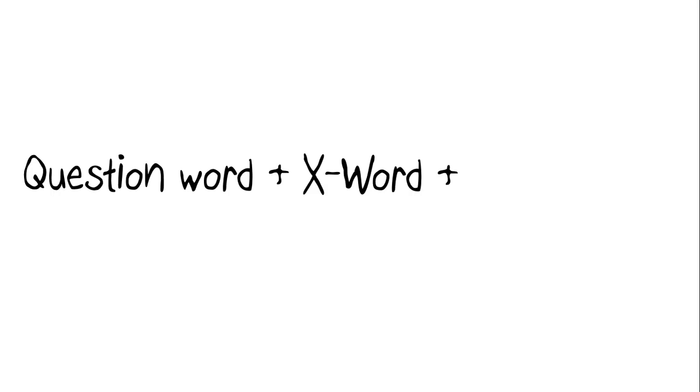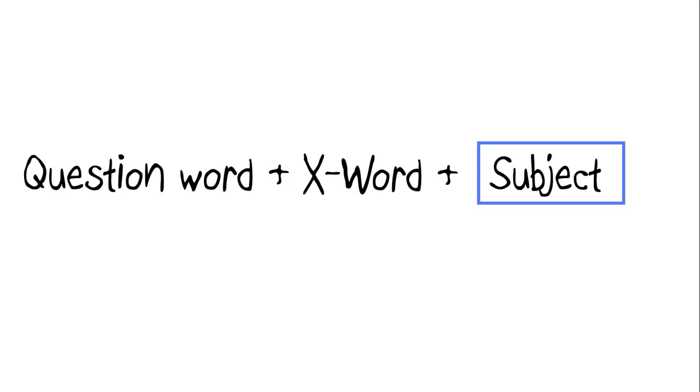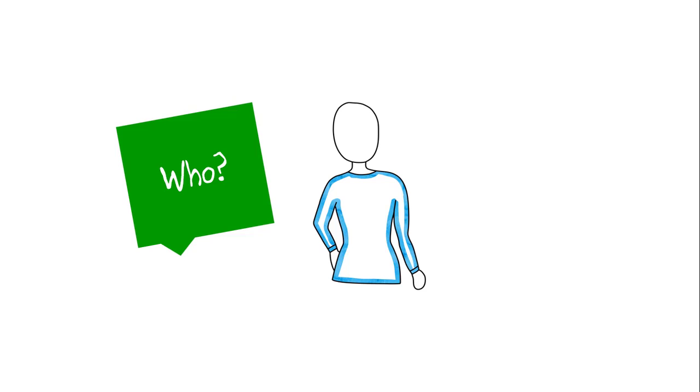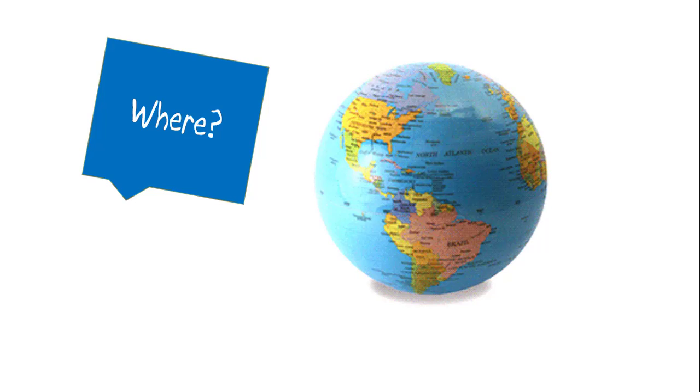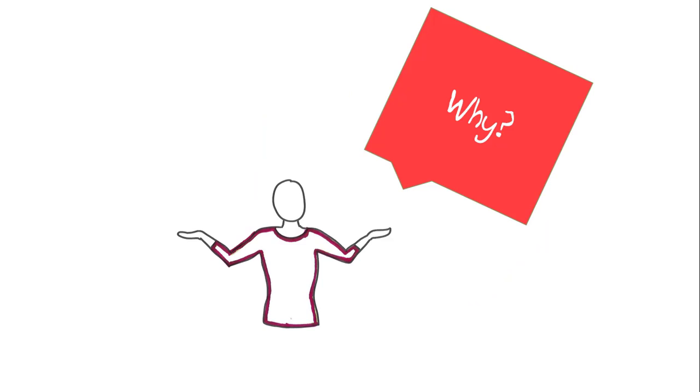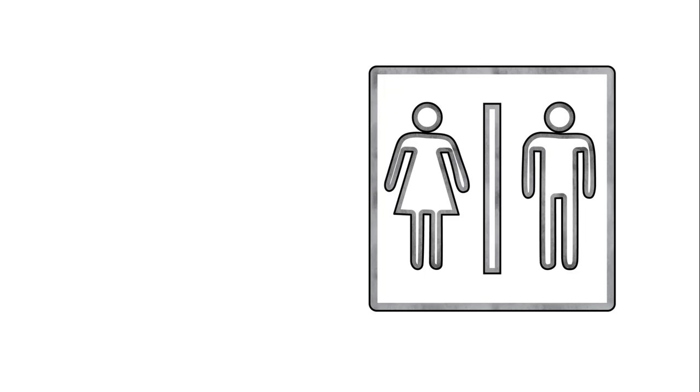In review, if you want information, ask an information question. Question word, X word, subject. Who is for people? What is for things? When is for time? Where is for place? Why is for a reason? And how is for manner or quantity. Information questions can be very useful.